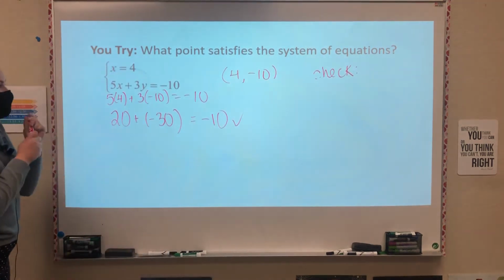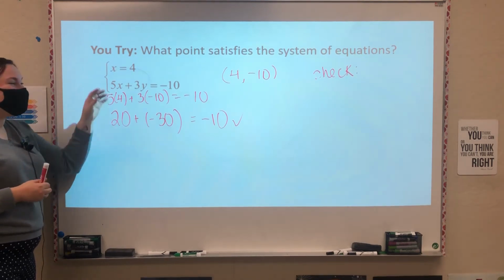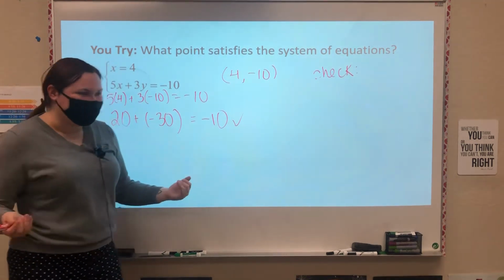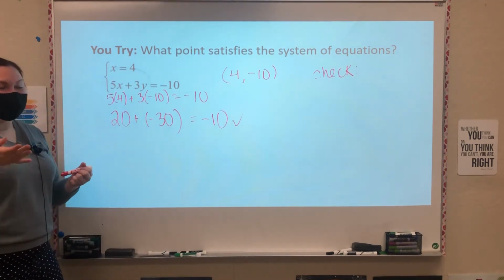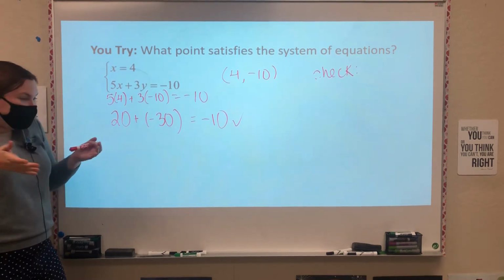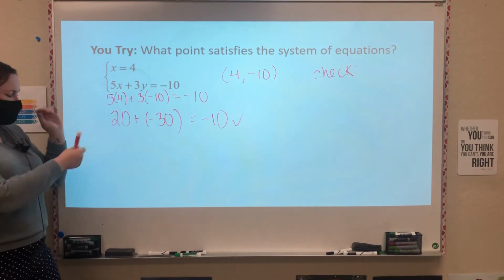I said it last week, but I'll say it again. I love systems for so many reasons, but one of the reasons I love them is because as a student, you can literally check every single one of these. So on a test, we'll have a test, I think the end of next week, you could potentially walk away from that test knowing everything's correct if you do that little check step there.